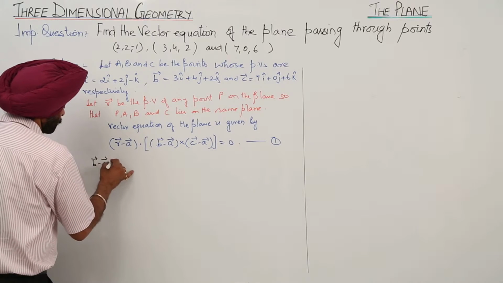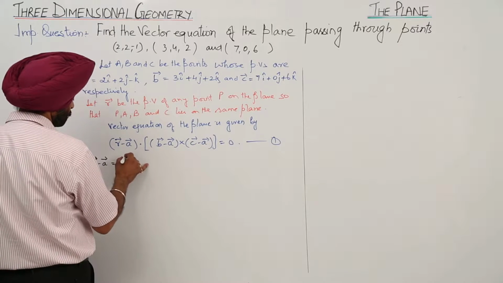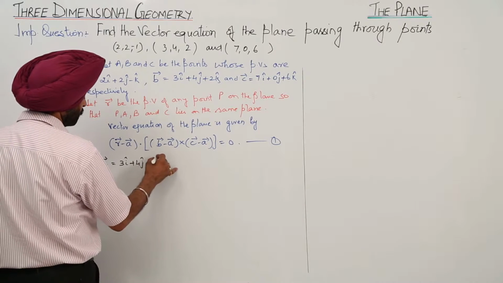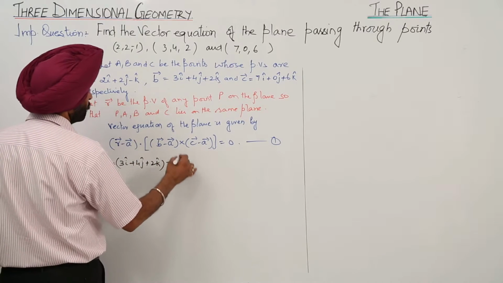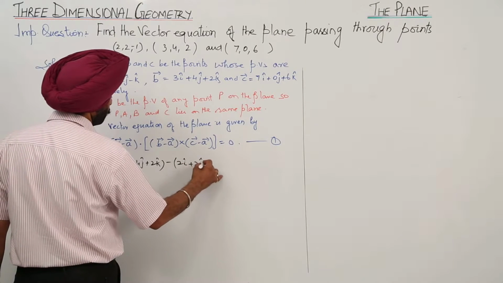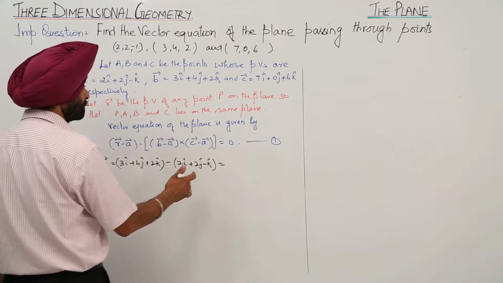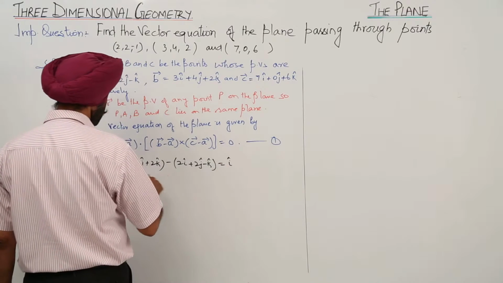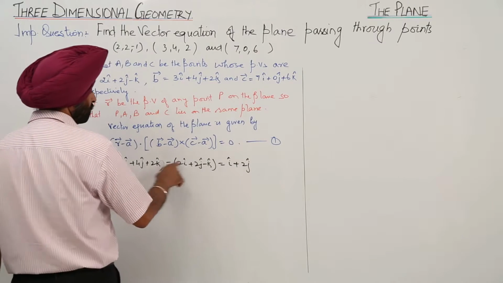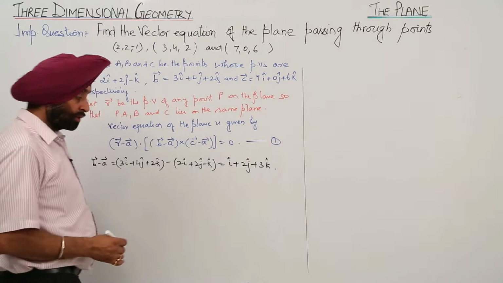Now, vector B minus vector A is equal to, now vector B is this one. So, we are having 3i cap plus 4j cap plus 2k cap minus 2i cap plus 2j cap minus k cap. Now, this is equal to 3 minus 2, i cap plus 2j cap plus 3k cap. One thing.